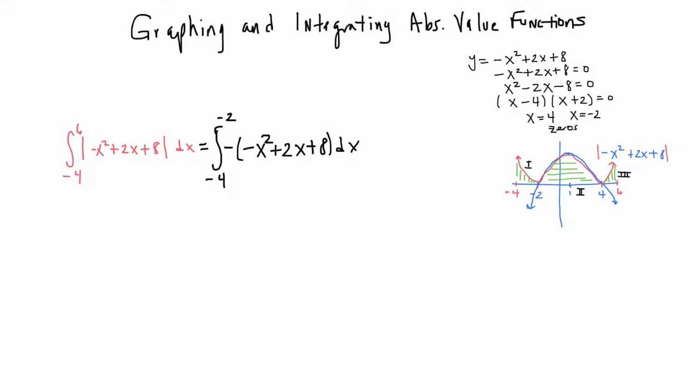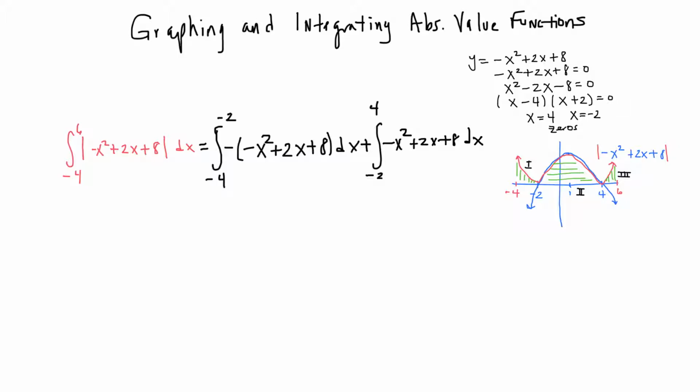But then after you do that section, you need another integral, so plus the integral, and now it's going to be region 2, from -2 to 4. And what am I integrating at that point, -2 to 4? Well, nothing changed. The red function is the same as the blue one. So from -2 to 4, I'm just integrating the original function, which is -x squared plus 2x plus 8 with respect to x.